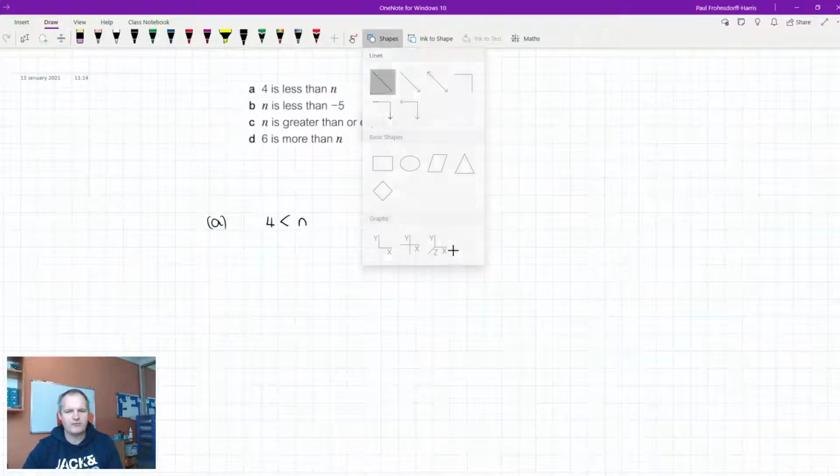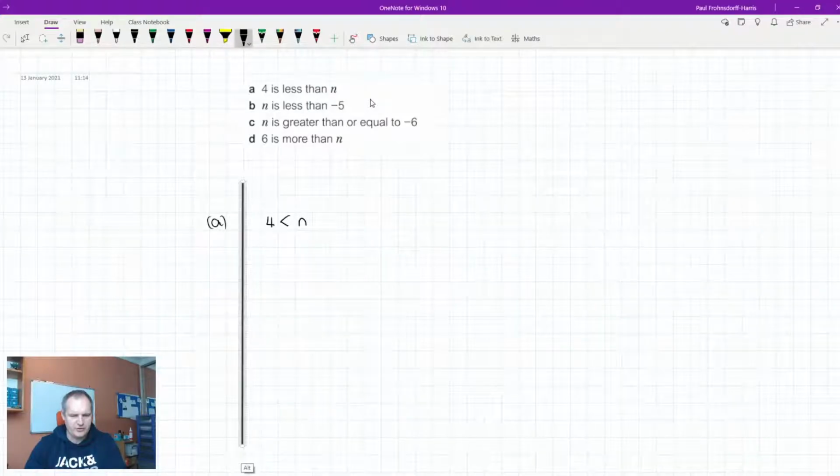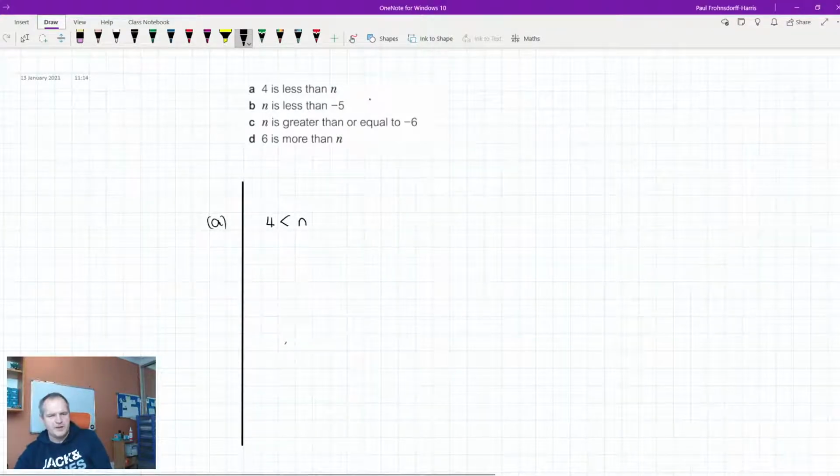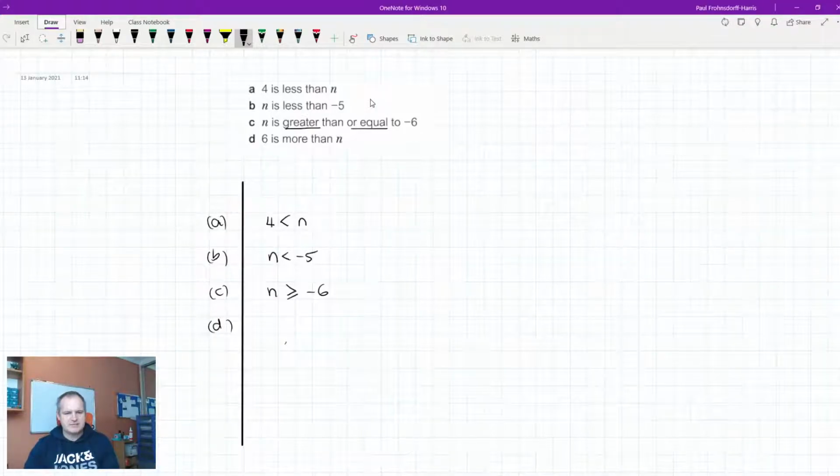Now I'm quite funny about the way I like my work to be presented. I like to have a margin, keeping the question numbers from the answers. For B, n is less than -5. For C, n is greater than or equal to -6. So draw the line and draw a line underneath. And finally, 6 is more than n.